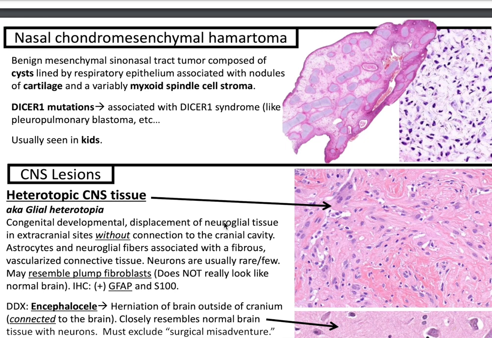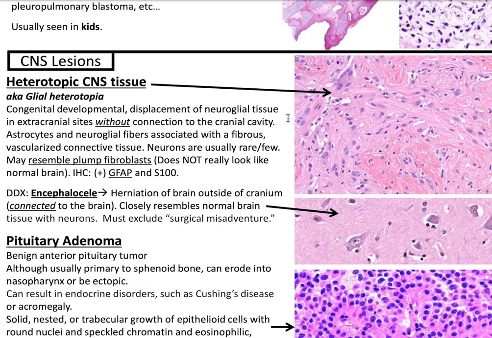Nasal chondromesenchymal hamartoma. This is a benign mesenchymal sinonasal tract tumor composed of cysts lined by respiratory epithelium associated with nodules of cartilage and invariably myxoid spindle cell stroma. It's associated with DICER1 mutations, and so associated with DICER1 syndrome, like pleuropulmonary blastoma, usually seen in kids.